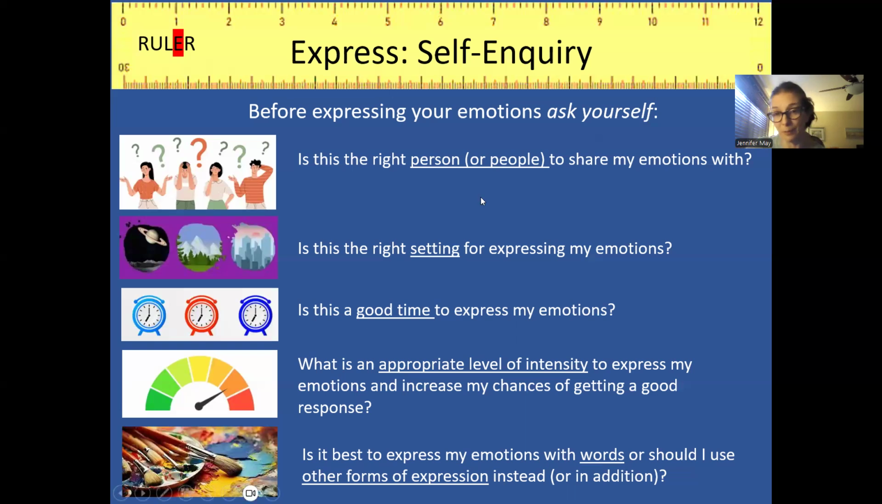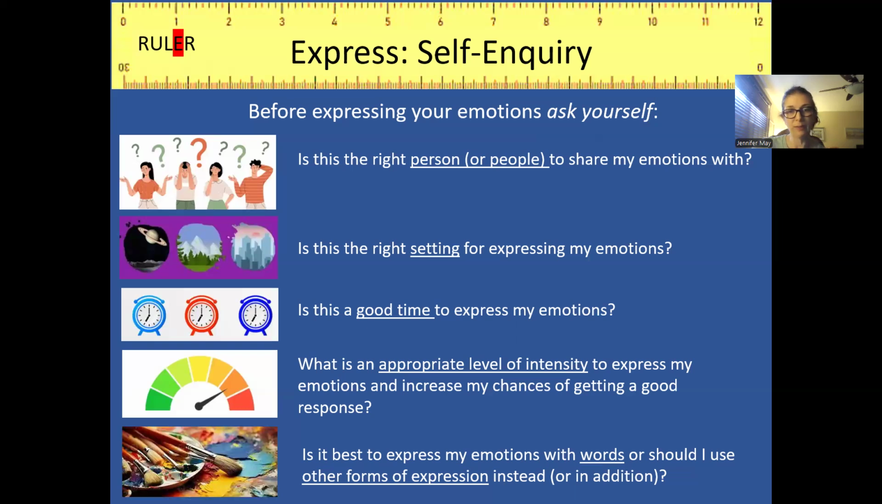Is this a good time to express my emotions? So think about it for yourself and for the other person. Am I feeling ready? Do I feel like I'm ready to say what I'm prepared to say? Do I think I'll keep my cool? Do I think the other person has time for me right now, or are they in the middle of something? Are they having a good day or a bad day? Is it a bad time for them? So considering that stuff is important.